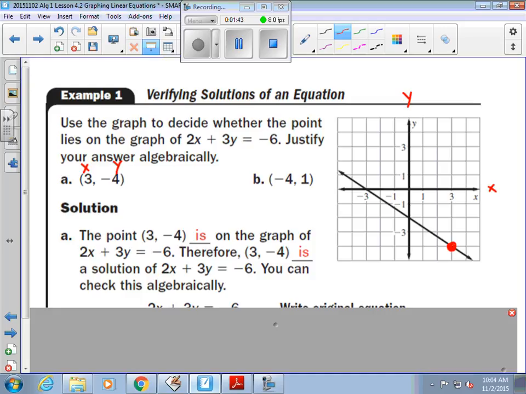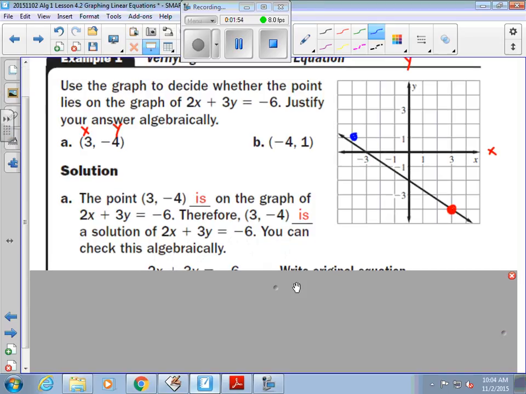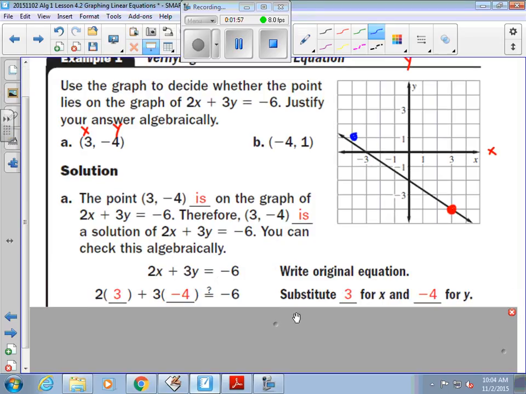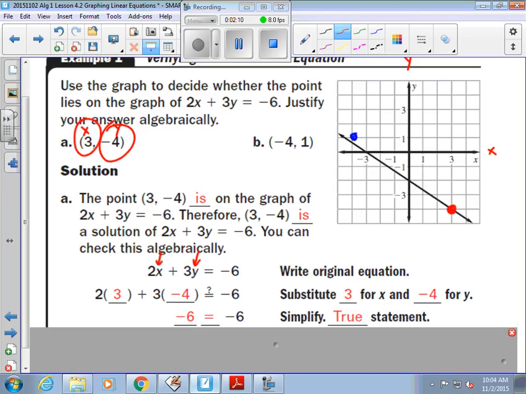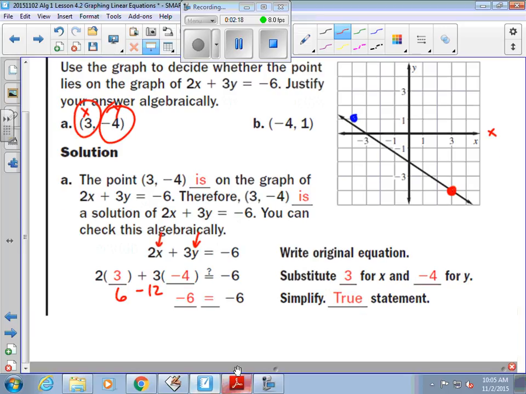When you check the other one, (-4, 1), which is here, you can see that it doesn't fall on it graphically. Algebraically, we could check it by plugging in those two points. X's value is 3, so in place of x, 3, and y's value is -4, in place of y, -4. And we see if we get a true statement. 2 times 3 is 6. 3 times -4 is -12, and 6 minus 12 is in fact -6, which gives you a true statement there. -6 is equal to -6.